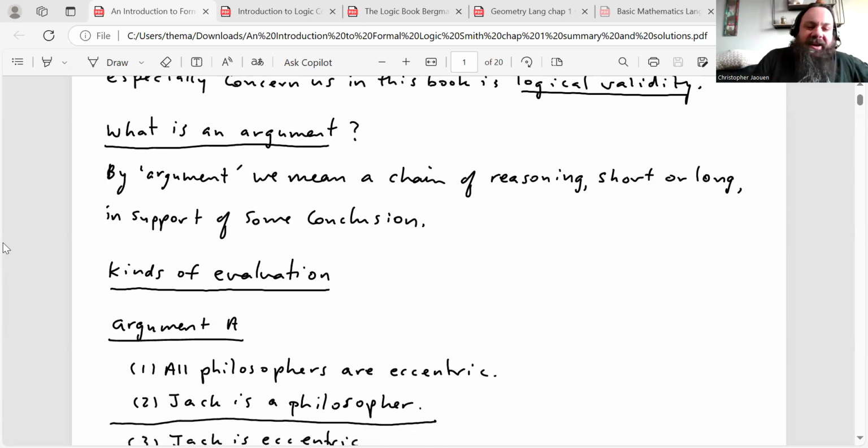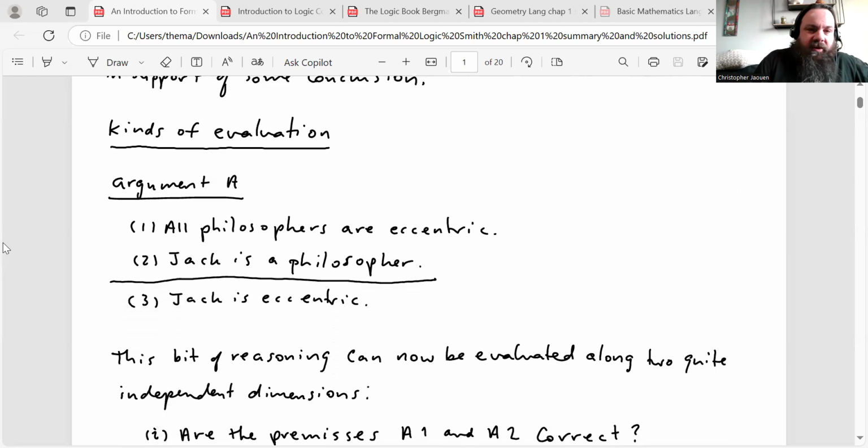Kinds of evaluation. Here we can evaluate this argument in two different ways, which we'll see in a second. Argument A. Smith labels all the example arguments in this section A, B, C, and so on. So this is argument A. Later on, when we refer back to argument A, this is the one that we're talking about. We have two premises and a conclusion here. Premise one is all philosophers are eccentric. Premise two is Jack is a philosopher, and the conclusion is Jack is eccentric.